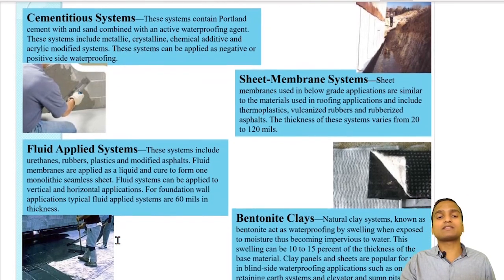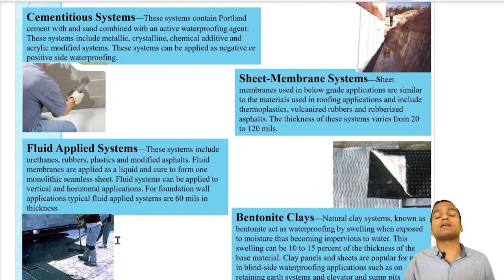So we will be discussing how we waterproof different elements and different potential critical points inside our buildings, like water closets and bathrooms and kitchens and basements, roofs, terraces and chhajas and tanks also, in the upcoming videos.